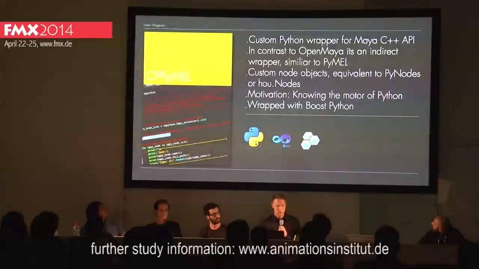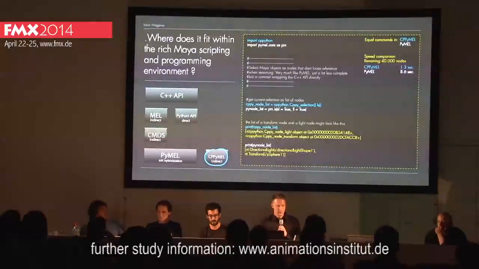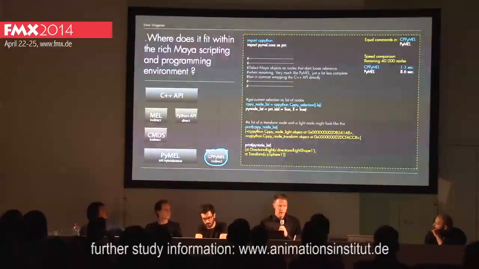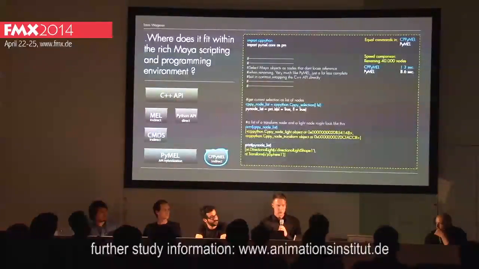So another thing I did to get more familiar with Python and see how Python works under the hood was a wrapper of the Maya C++ API with Boost Python, my own wrapper. Who of you here is familiar with PyMEL? PyMEL gives you nodes for your Maya scripting, similar to Houdini nodes, probably. It does that by wrapping the Maya commands, wrapping MEL and the Python API, so it's an API hybridization approach, and it stays inside Python. What I was trying to do was to wrap the C++ API directly. And you get your own node types, CPPy nodes, as I have called them.